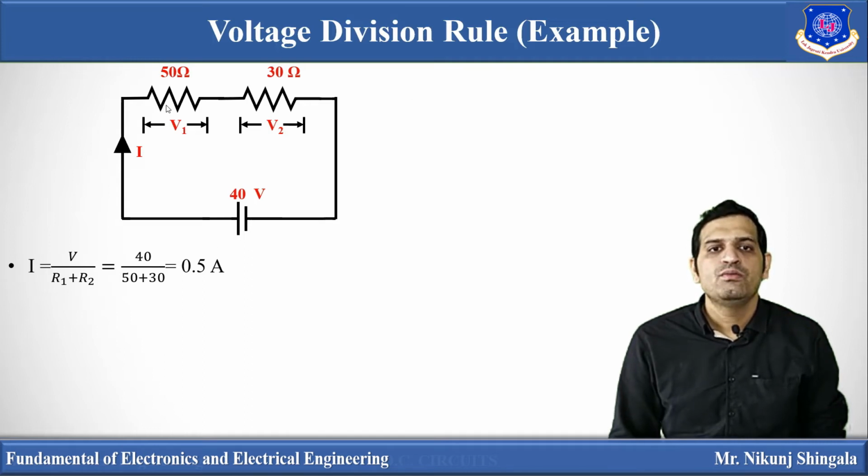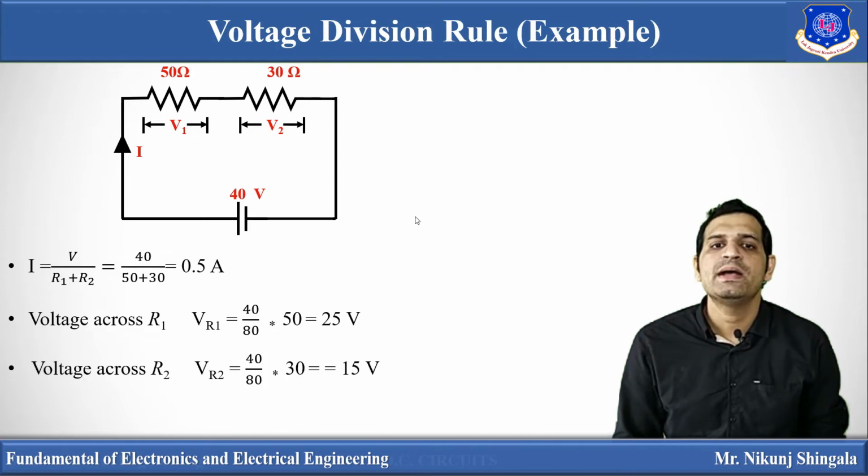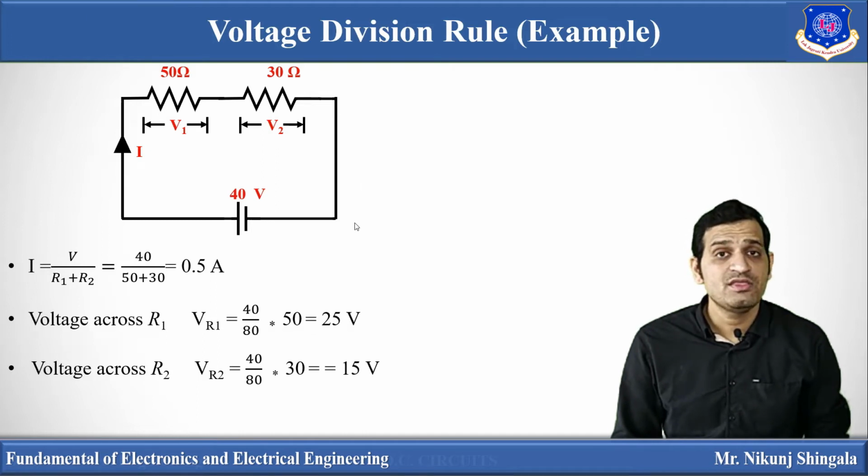Now using the voltage division rule, we can directly find the voltage across the 50 ohm resistor, that is V1 is equal to the total voltage 40 into 50 divided by 50 plus 30. So 40 into 50 divided by 80, that is nothing but 25 volt. Similarly, the voltage across R2 can be found as the total voltage into the value of that resistor itself divided by the total resistance. So 40 into 30 divided by 80, that is nothing but 15 volt. So this is how you can find the voltage across resistances when they are connected in series.